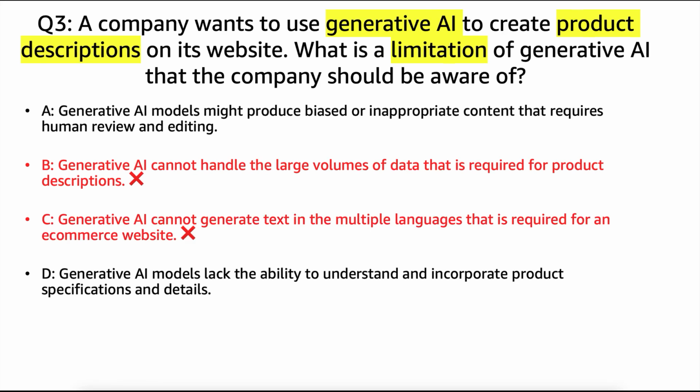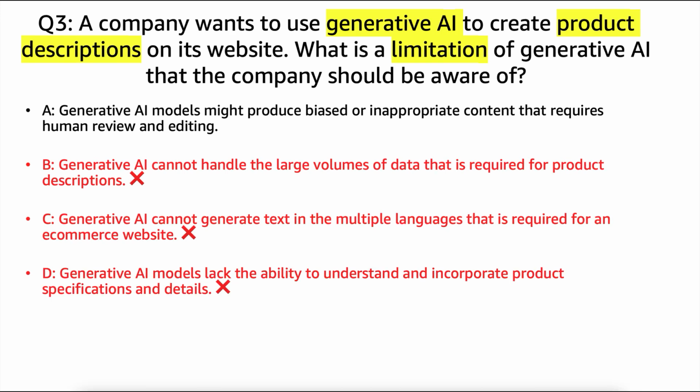This claims that generative AI models lack the ability to understand and incorporate product specifications and details. This is incorrect because generative AI models can incorporate and understand product specifications and details when you train the models on relevant data. This brings us to our correct answer, option A.